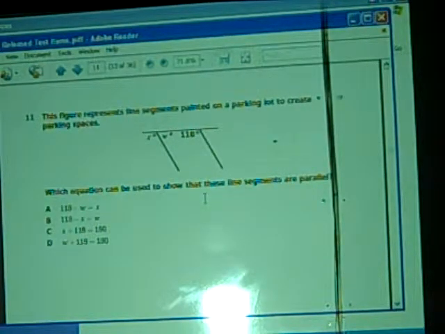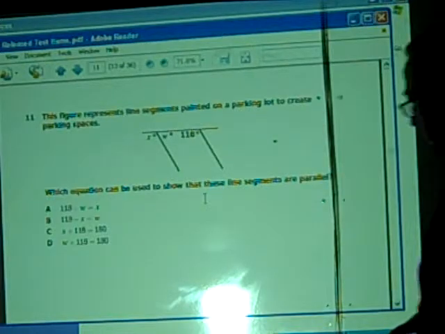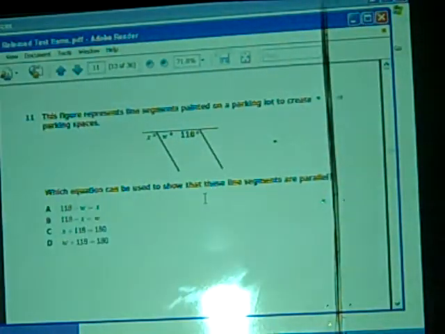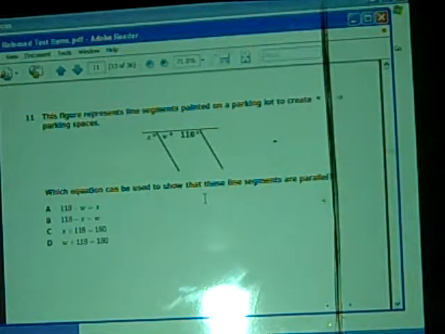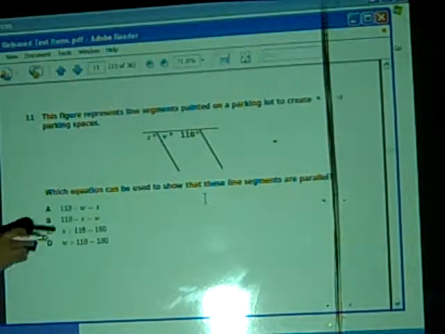Okay, this is your SOL review for 2010-2011, part 2. For number 11, this figure represents line segments painted on a parking lot to create parking spaces. Which equation can be used to show that these line segments are parallel? So we're going to look at one of these and see, one of them is going to prove that.